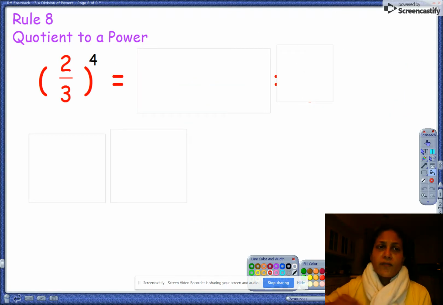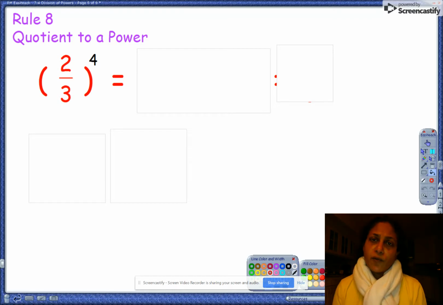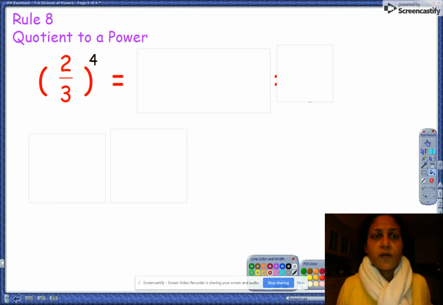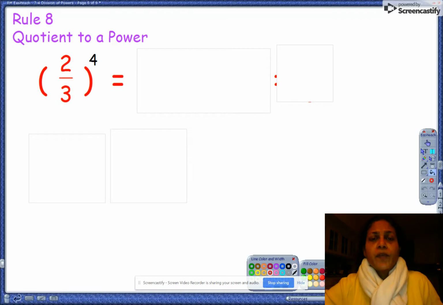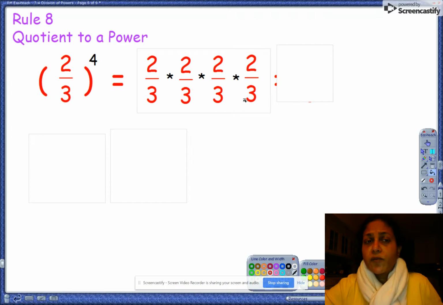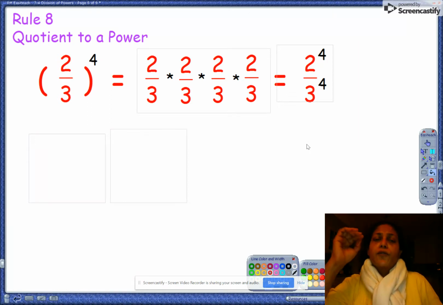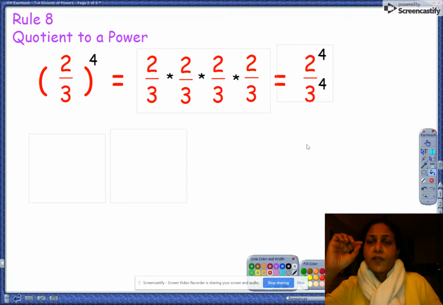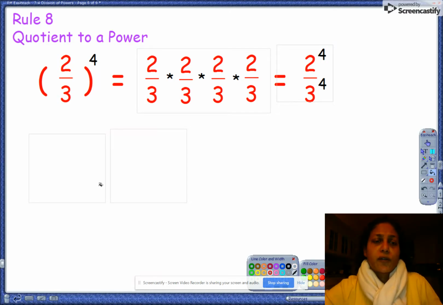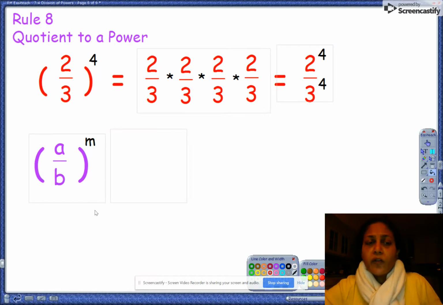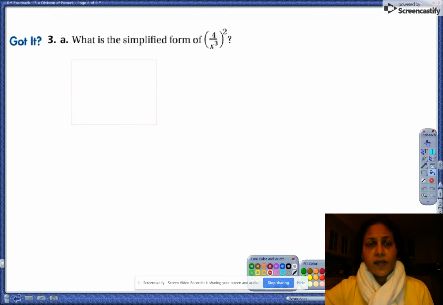Now here we have rule number 8, which is a quotient to a power. That means we have a fraction that is being raised to a power. And what this means is it's 2/3 times 2/3 times 2/3 times 2/3, which really simply becomes 2 to the fourth over 3 to the fourth. So when we have a quotient inside, you're just simply going to distribute the exponents. The rule is a over b to the m power is equal to a to the m divided by b to the m.